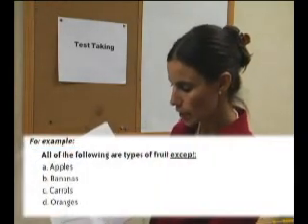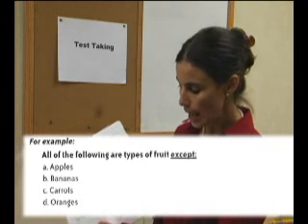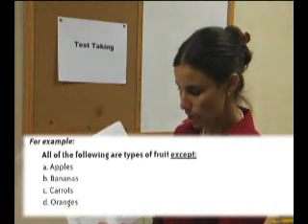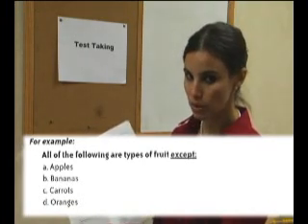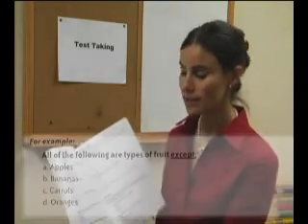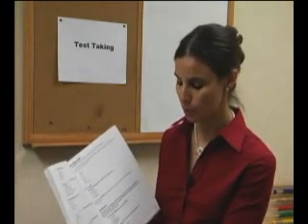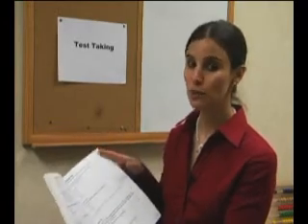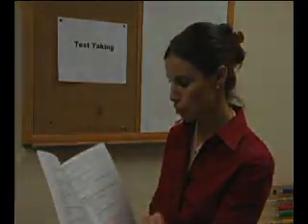All of the following are types of fruit except A, apples, B, bananas, C, carrots, or D, oranges. It was very important that we notice that word except, or we might have a difficult time with this question. Exercise 4 gives students practice with this strategy.